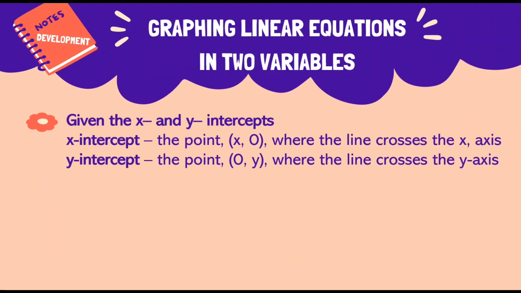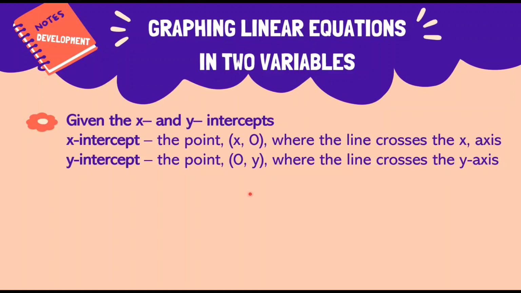Let us have the second way on how to graph linear equations in two variables. So, given the x and y intercepts, so our x-intercept, that is the point x, 0. So, kukunin natin yung value ng x and then ang value na ng y ay 0. Where the line crosses the x-axis, while the y-intercept is the point 0, y. So, may value na tayo ng x, which is 0. We need to find naman the value of our y-coordinate, where the line crosses the y-axis.